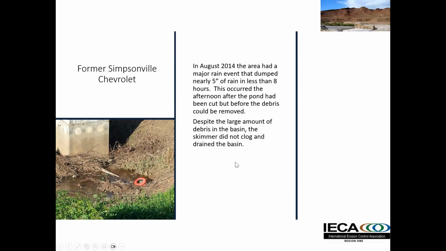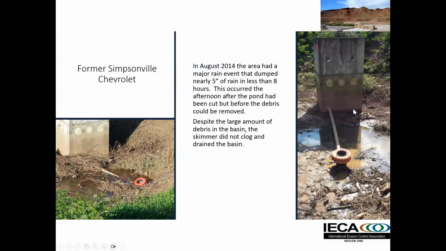Before they could do that, they had about a 5-inch rain, one of those major afternoon thunderstorms in August in South Carolina. In about 8 hours that filled the basin up entirely and washed all that gunk and debris down to the outlet structure. Despite the large amount of debris in the basin, the skimmer did not clog and the basin did drain out. If we'd had the 2-inch outlet in there, you can imagine it would probably have taken scuba gear to get down there and unclog it with that much debris in the basin. This was once they got it cleaned out, landscapers did their job, cleaned everything back out. Skimmer's very functional again.